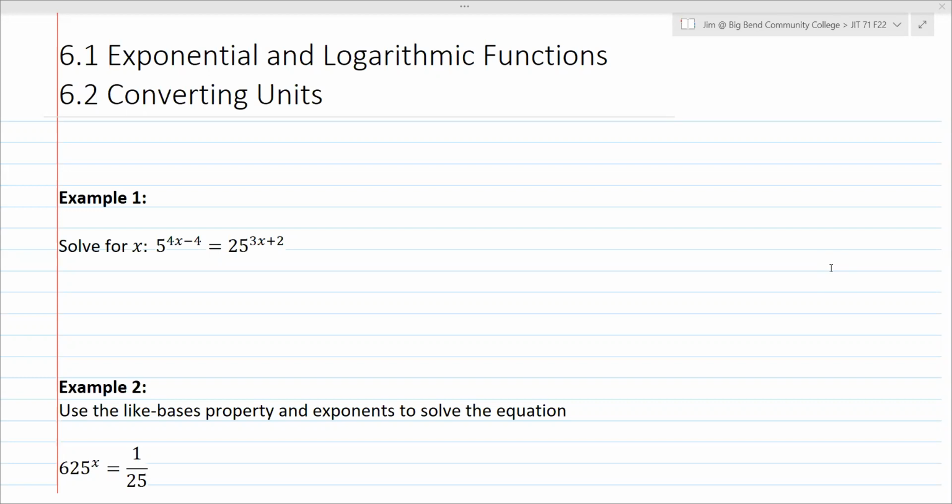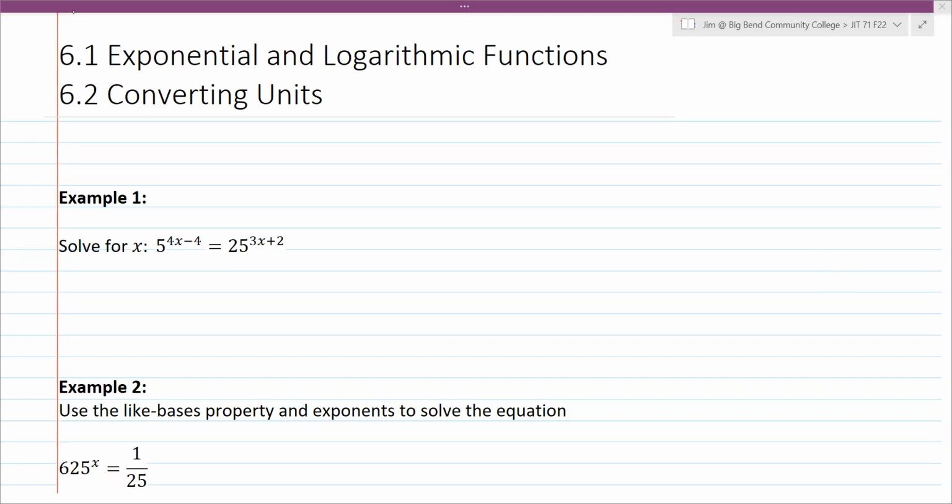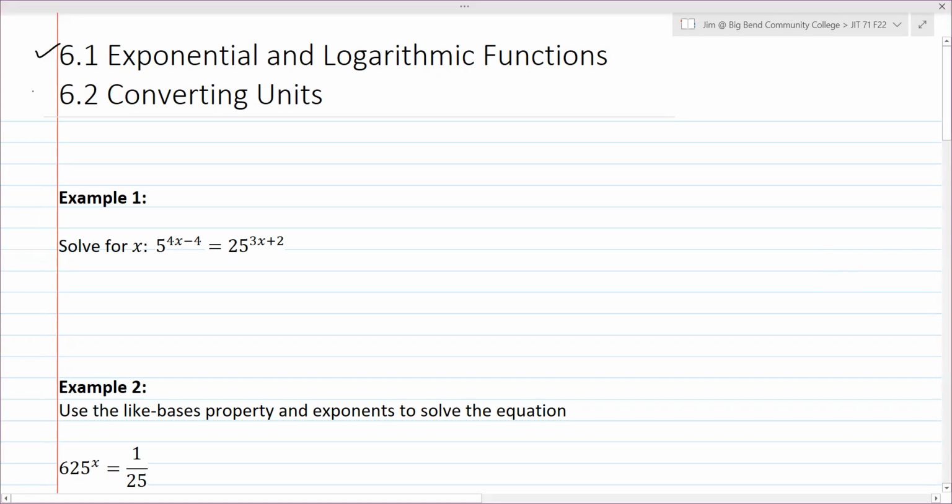Today, the topics are, first of all, exponential and logarithmic functions. And then next we have the section called converting units. They are both skills needed for the corresponding Math 146 and the other projects you have in college or in the future. So it's useful to learn them. All right.